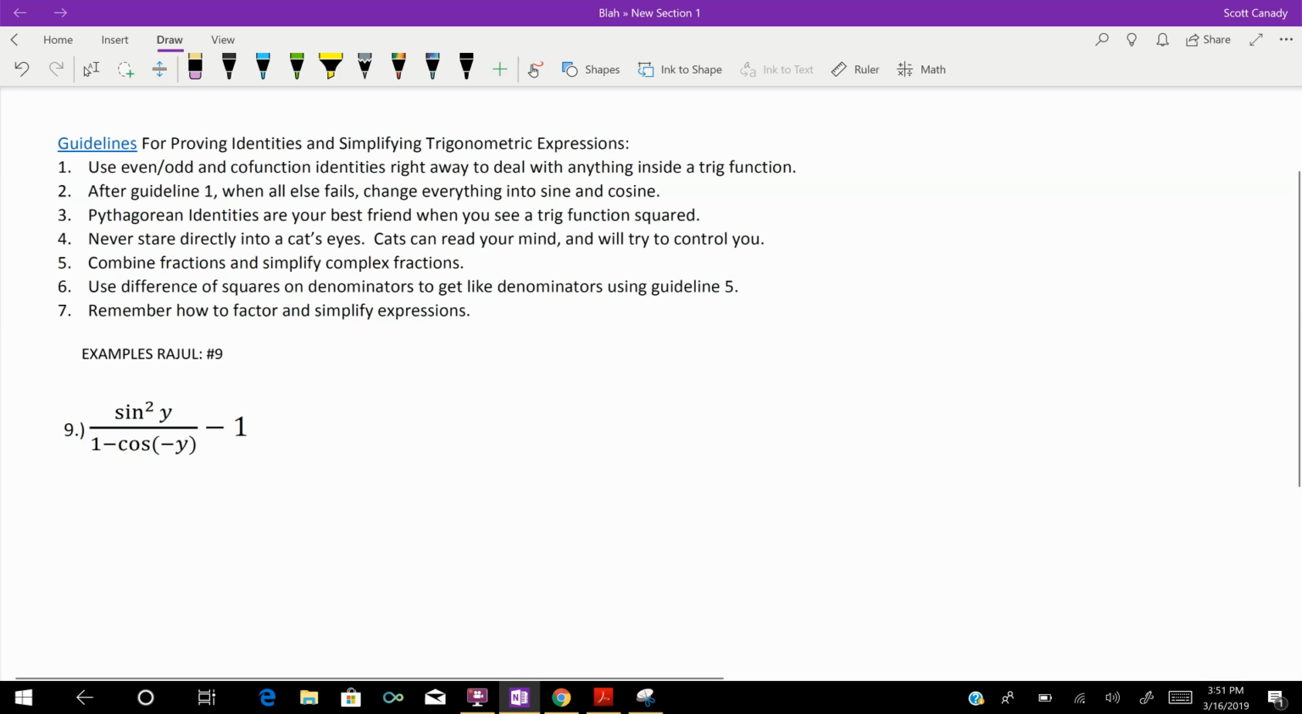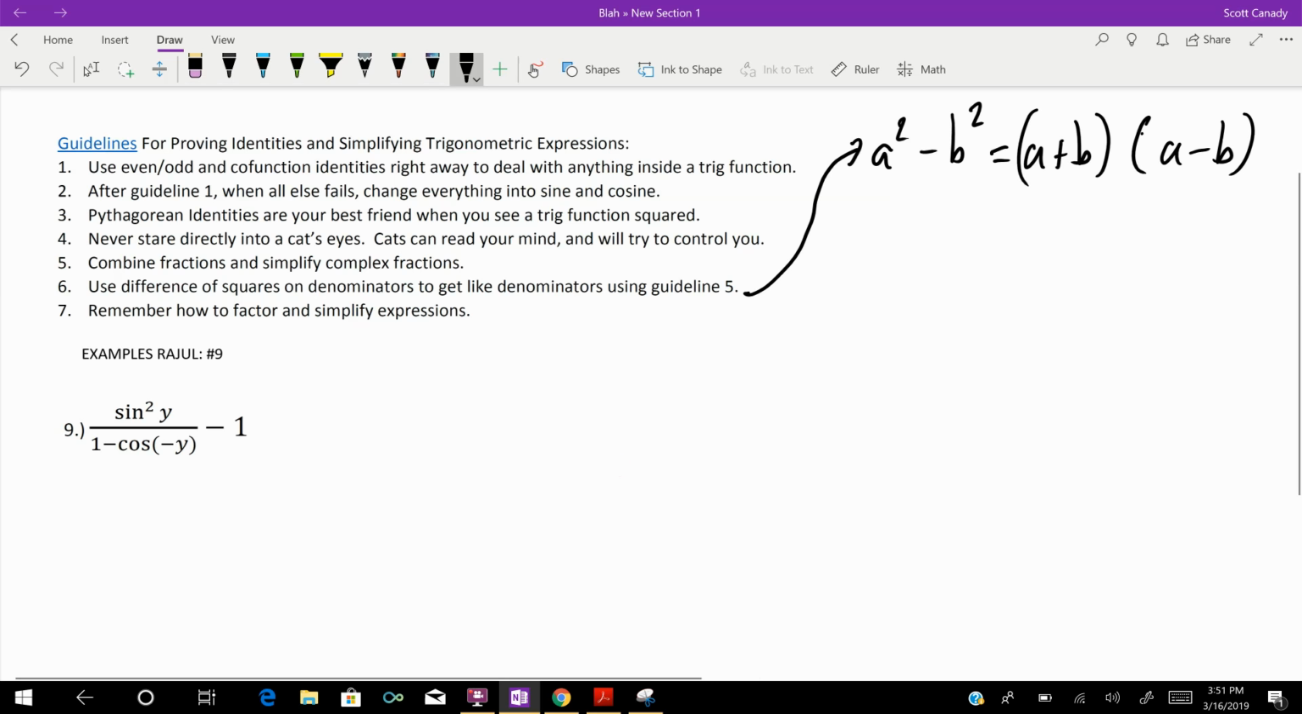That's guideline number 7. Now, difference of squares, just in case you forgot it, is a squared minus b squared equals a plus b times a minus b. Just as a refresher, if you had something like x squared minus 9, a equals x, b equals 3, because 3 is the square root of 9, and so that would become x plus 3 times x minus 3. Now that's really interesting and that's very good for algebra, but we're going to use this for trigonometry.